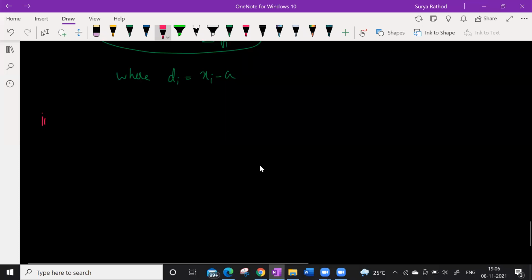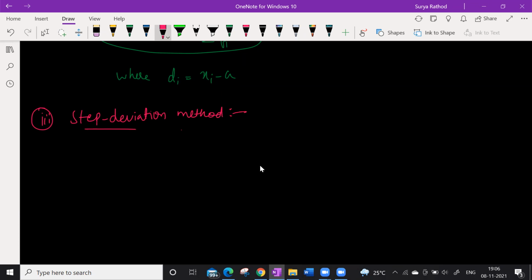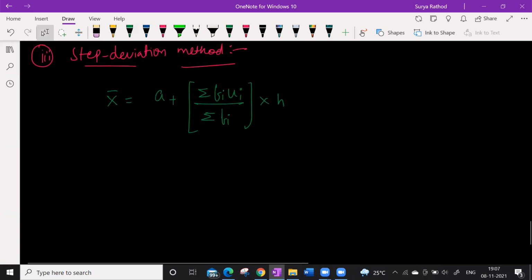The third method is called the step deviation method. Very simple. If you know the formulas, that's it. You can make it out easily. Need not worry much. The formula is x bar is equal to a plus summation of fi into ui divided by summation of all frequencies, into h. What is ui here?